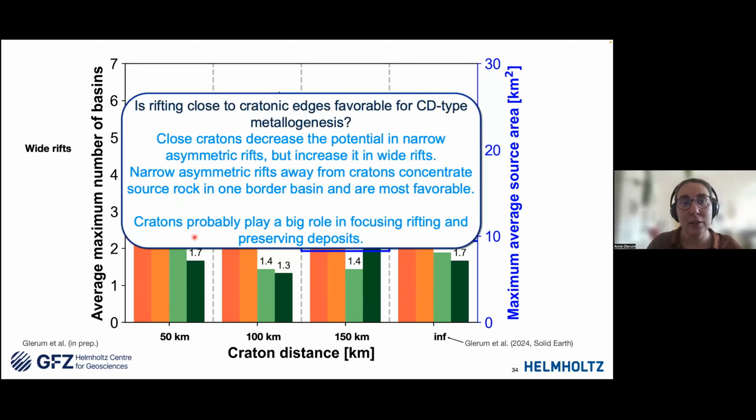So I would say that close rifting decreases the potential in narrow asymmetric rifts for ore formation, but it increases it slightly in wide rifts. But narrow asymmetric rifts away from cratons still concentrate source rock in one border basin and are the most favorable. So then that makes me think cratons probably play a big role in focusing rifting in the mobile belts next to them, and maybe in preserving the deposits, but not necessarily in creating the right conditions for the formation of the deposits.